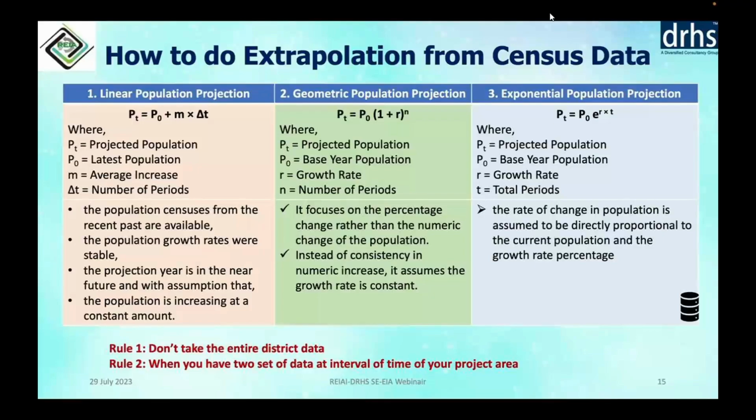Your project area is 10 kilometers, and within the 10 kilometers there are 56 villages or towns. I want projections for these. Since we have created the database, we will be doing the extrapolation technique on the census data in your project area using these three techniques. Let us come and see.